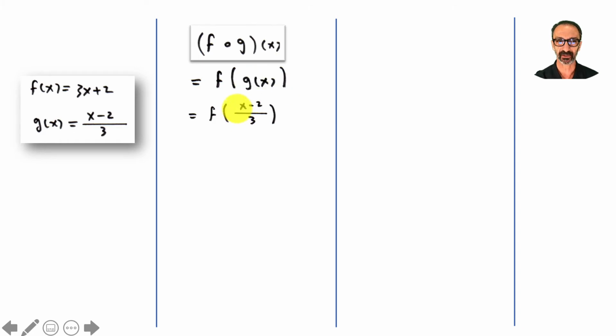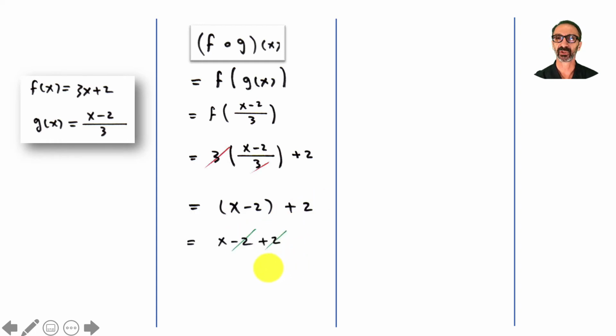Instead of g of x, I'm going to write what we agree on, (x minus 2) over 3. Now we're going to apply f, but f says multiply by 3, add 2 after. So multiply by 3, add 2, the 3 cancels, and I get x minus 2 plus 2. Now we don't need the parentheses here, and we cancel the 2's, and we end up with x, as expected. Because if this is the inverse of this, and this is the inverse of this, you start from x and you end up back at x. So f of g of x equals x.